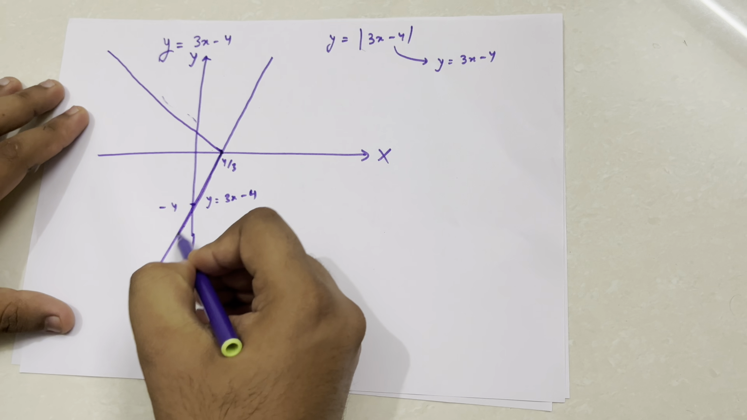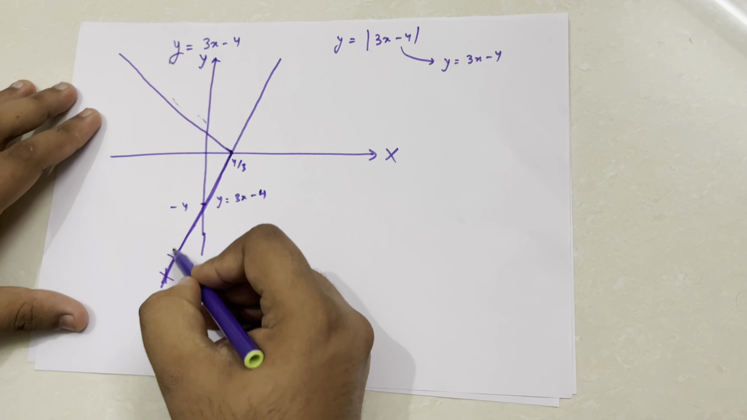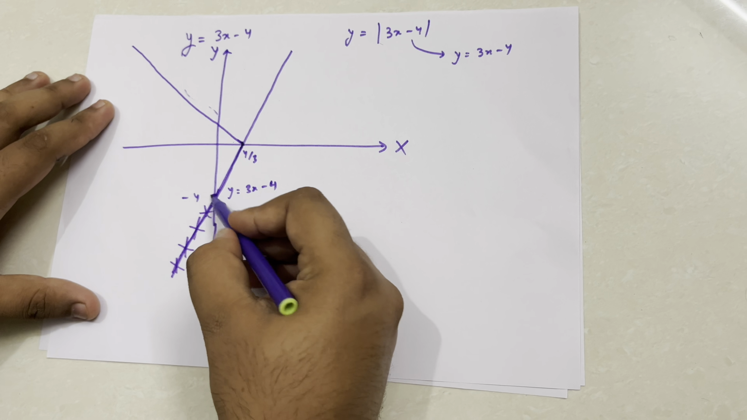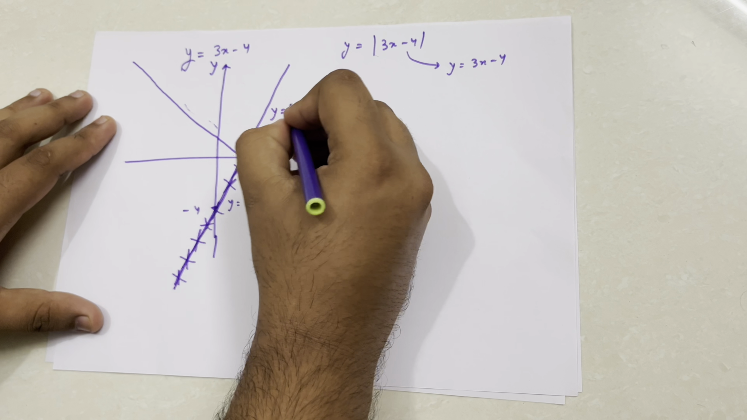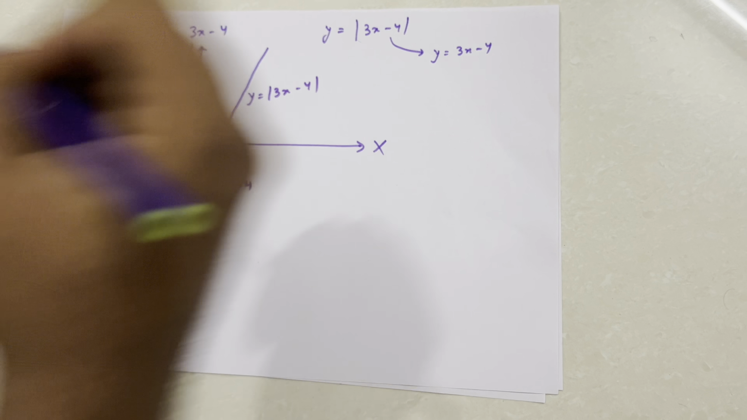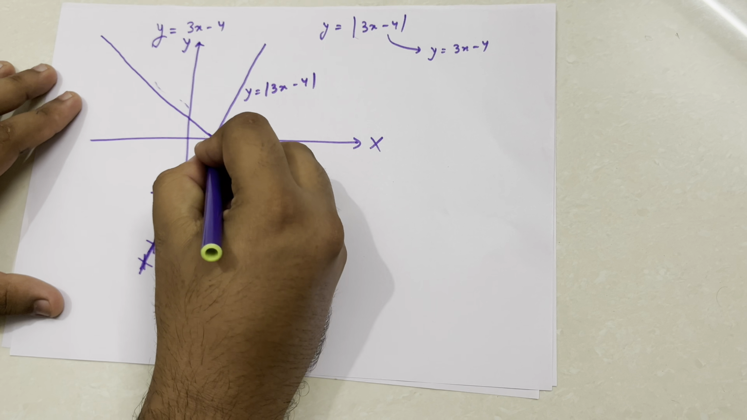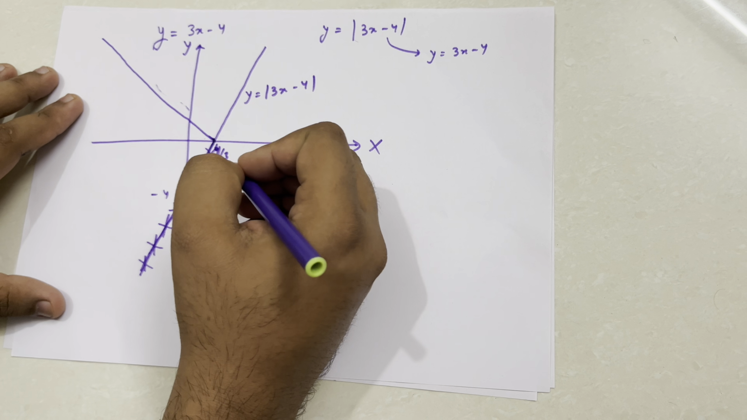This part of the graph will now be removed. This part of the graph will go, and this graph will become y is equal to mod 3x minus 4. So this is the graph. This point is 4 by 3. It was very simple. You understood.